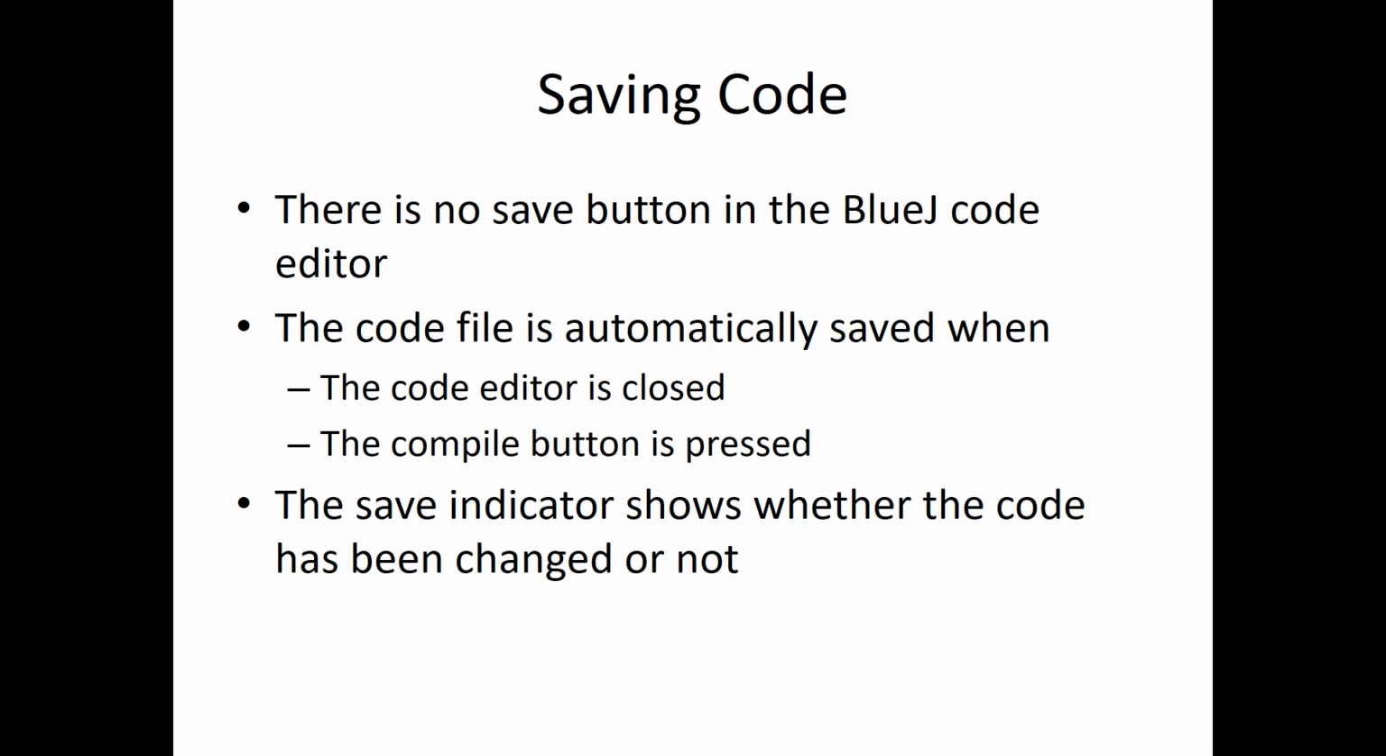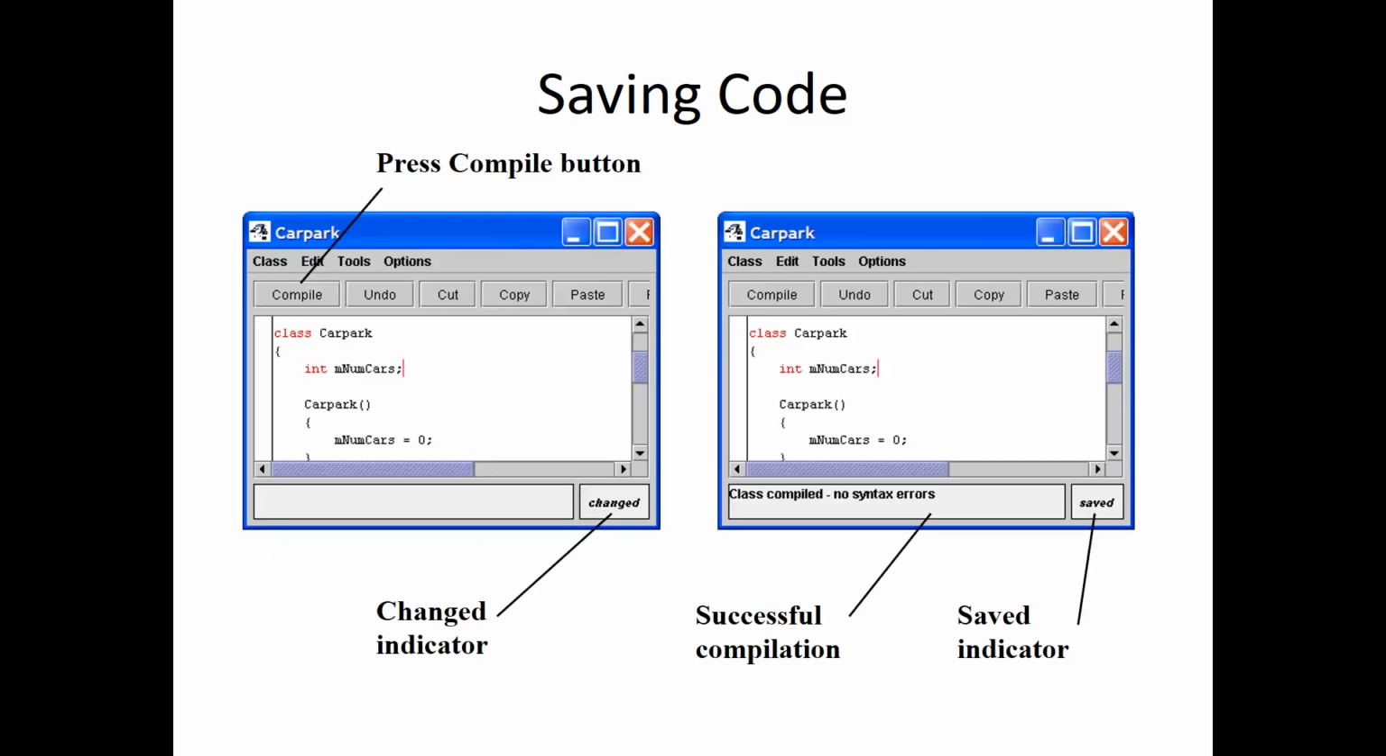When it comes to saving your code, we have said in the past, and I will say it again, there's no file save option. There is no save button, so what you have to do is rely on BlueJ to automatically save your code. Now, there are two situations where code gets saved automatically. One is if you close down the code editor window, and it will save it then, and the other one will be if you hit the compile button. Now, the save indicator will, in both cases, indicate whether the code has been changed or not. So you do have to be quite careful.